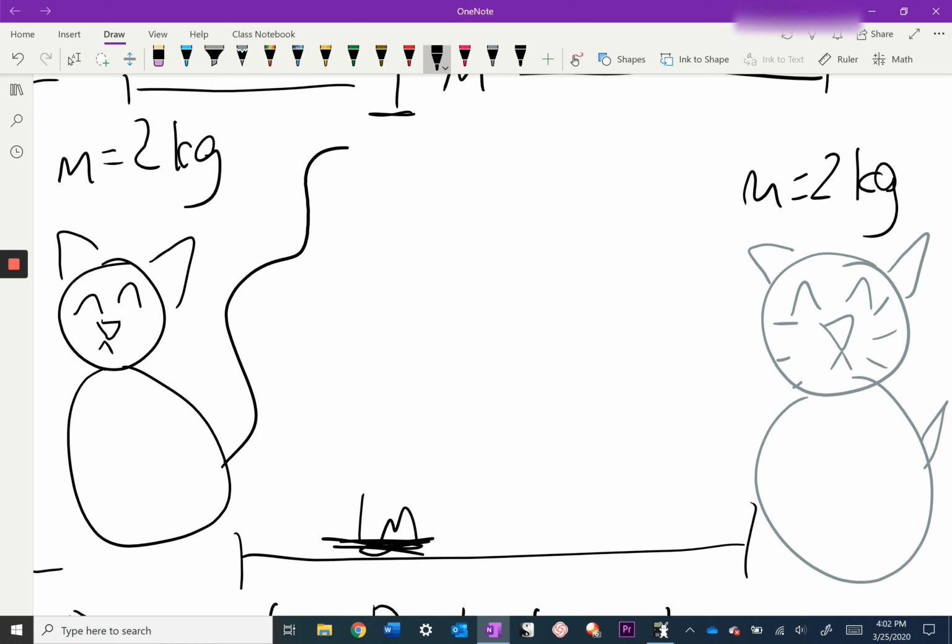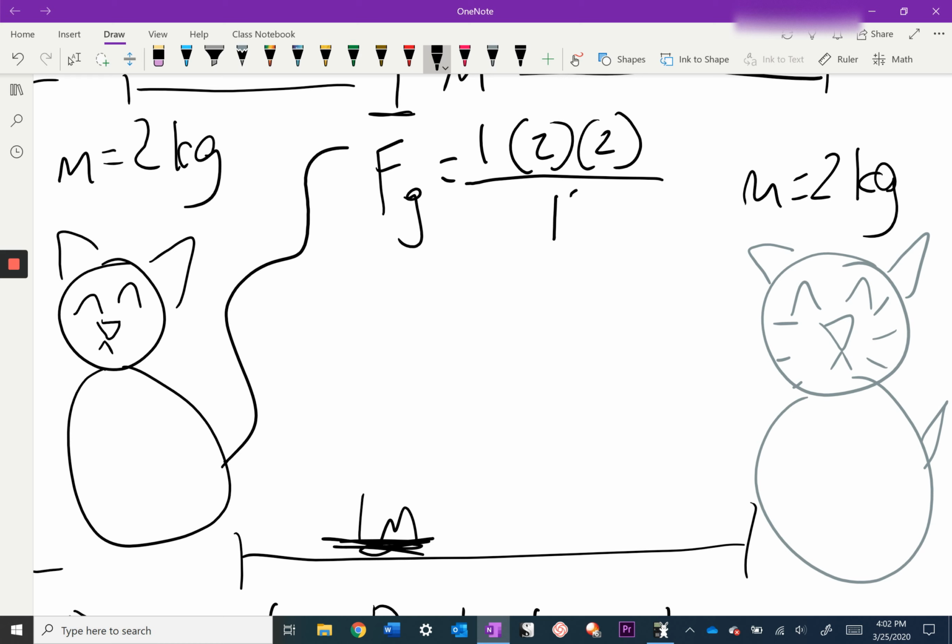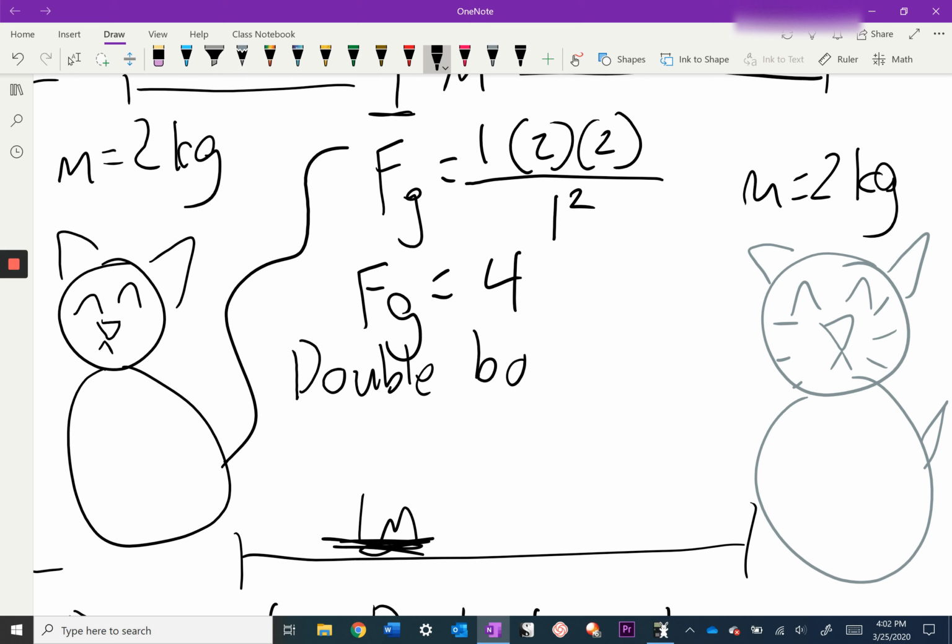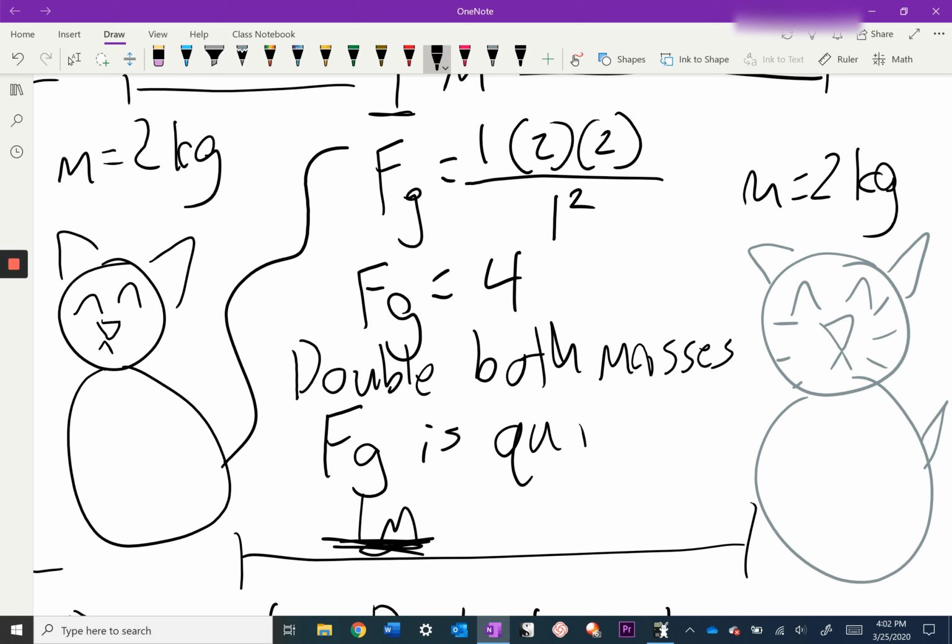So let's plug everything into the formula. Force of gravity is equal to 1 times 2 times 2 divided by 1 squared. So our force of gravity is equal to 4. So if we double both masses, our force of gravity is quadrupled.